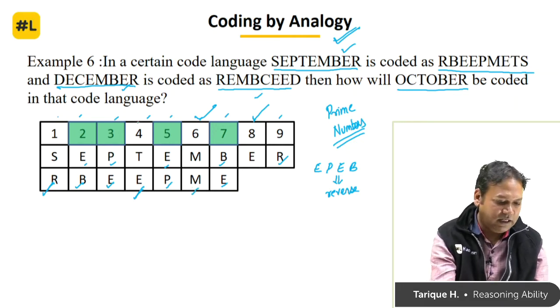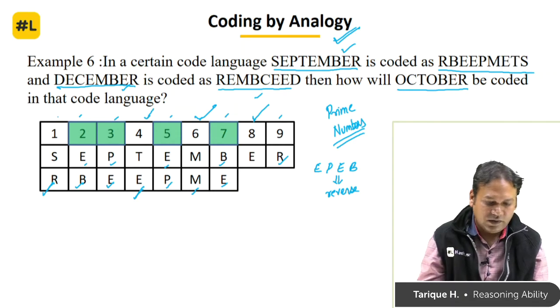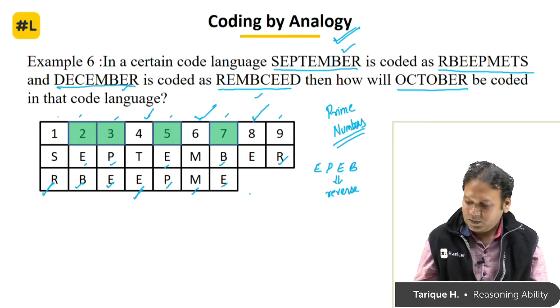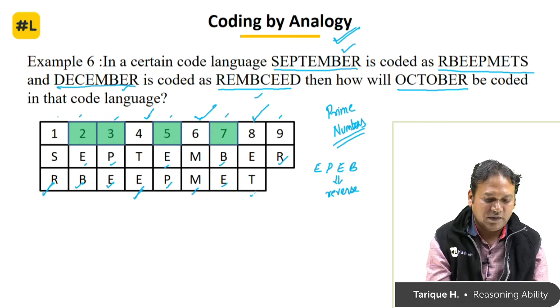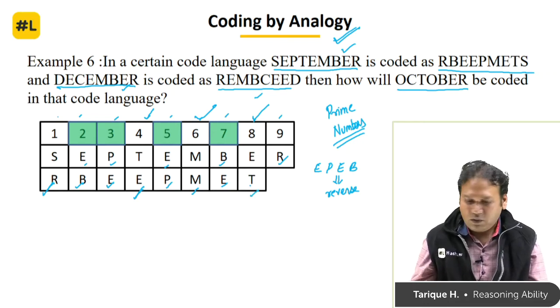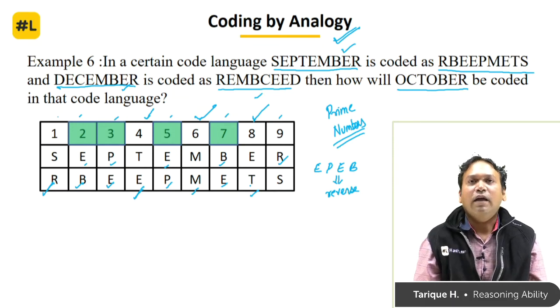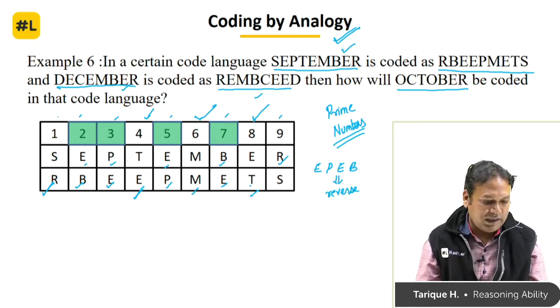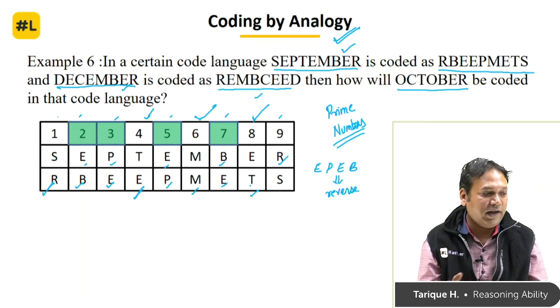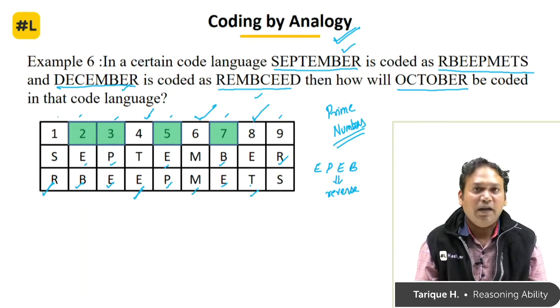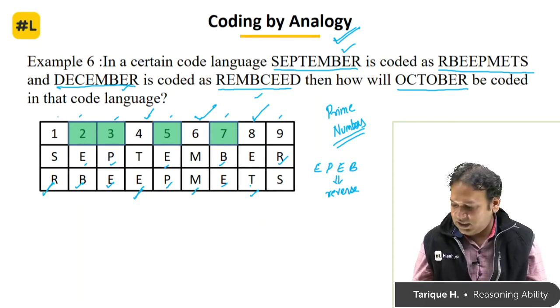Correct? Then which is the next letter? The 4th non-prime letter will come in the 8th position. And finally, what will come here? S comes in the last position. So we are reversing the primes separately. It is not direct reversing. It is reversing the primes separately and the non-primes separately.